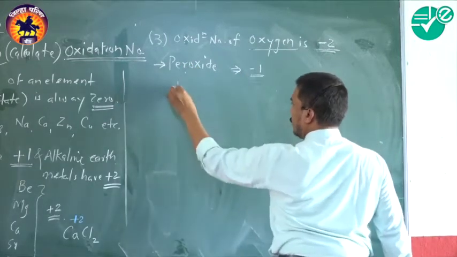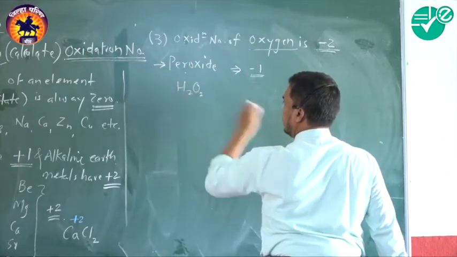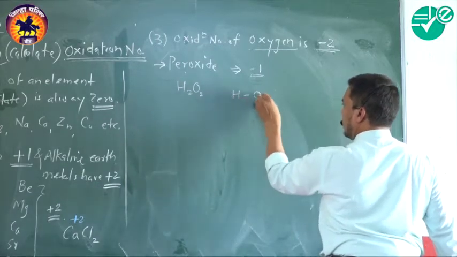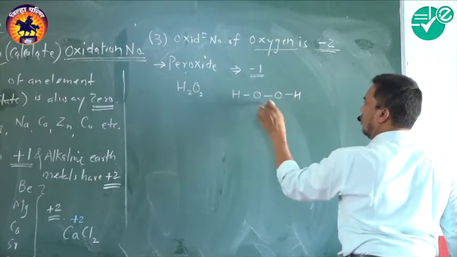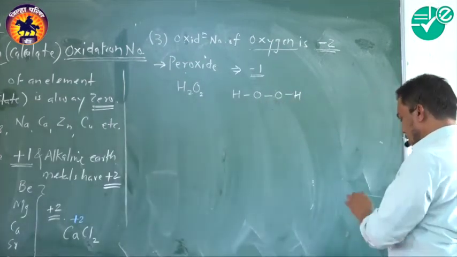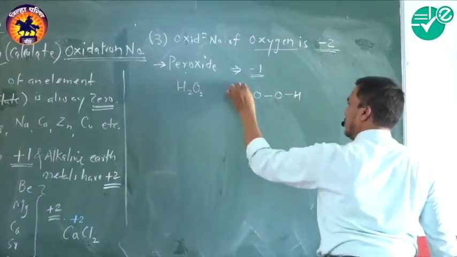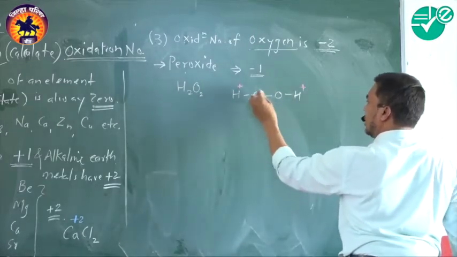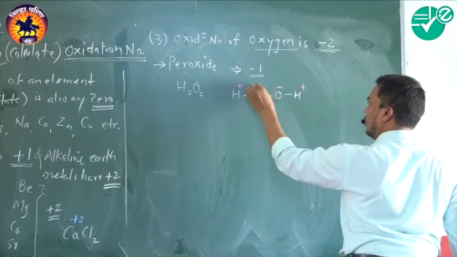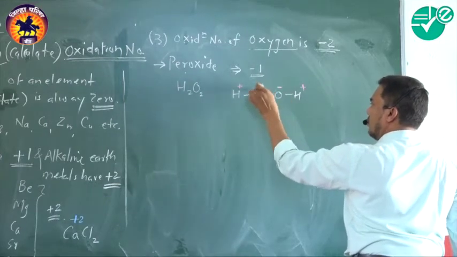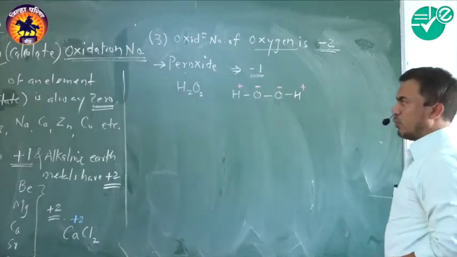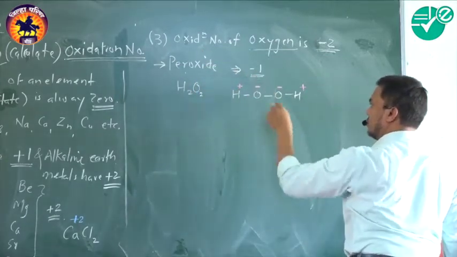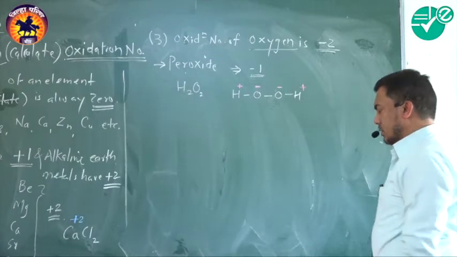For example, hydrogen peroxide. The structure of hydrogen peroxide, in general, we write as HOOH. Here, the charge on hydrogen is plus here, plus here. So to balance this charge, each oxygen shows 1 minus charge. Therefore, in peroxide, the oxidation state of oxygen is -1.